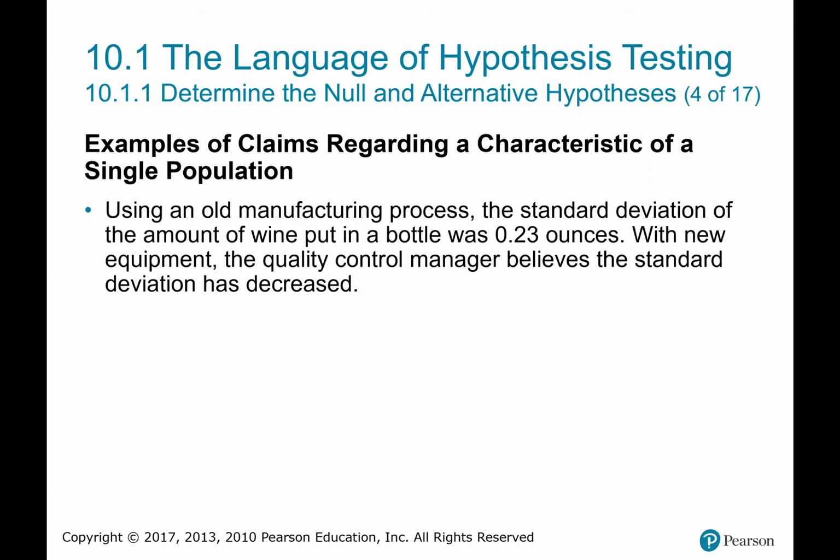The null will always be equal, and then something else will happen, either greater than, less than, or not equal to. Okay. Using an old manufacturing process, the standard deviation of a bottle was 0.23 ounces. With the new equipment, the manager believes that the standard deviation has decreased. So obviously in this case, you'd have sigma being equal to 0.23 for the null hypothesis. H naught colon, sigma is equal to 0.23, and then you'd have H1 colon, sigma is less than 0.23 for your alternative hypothesis.